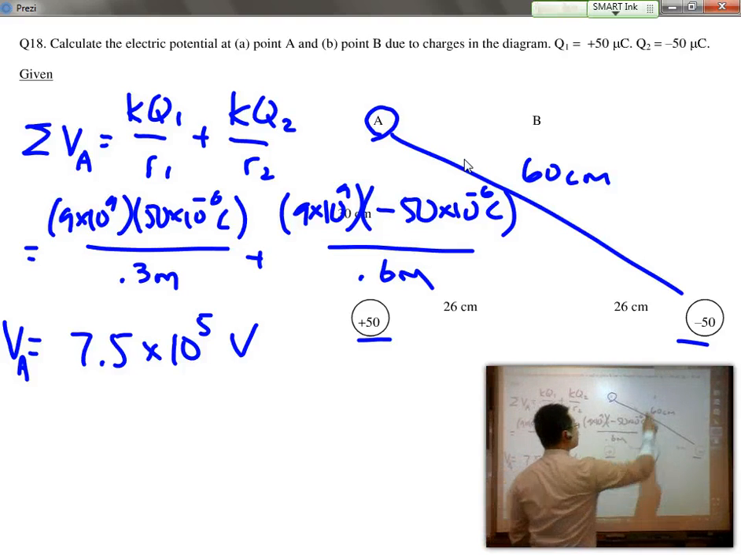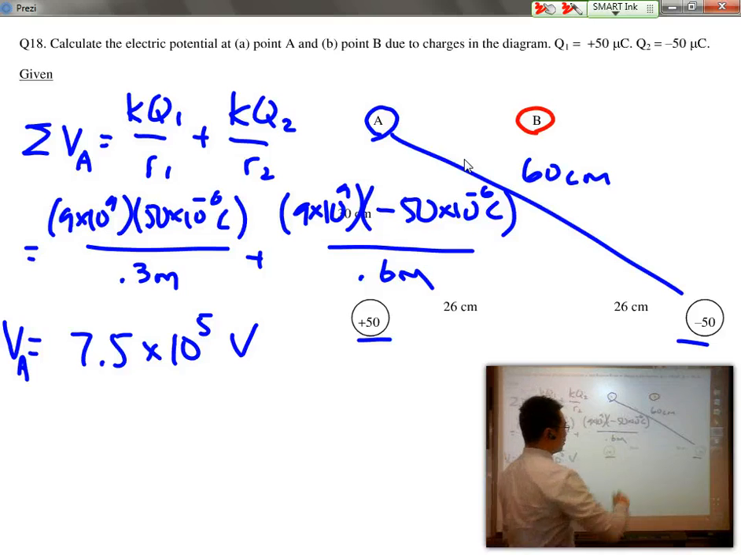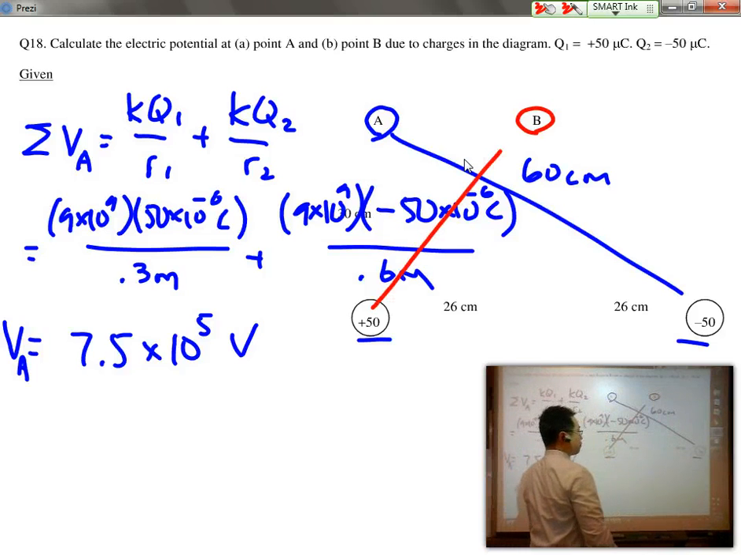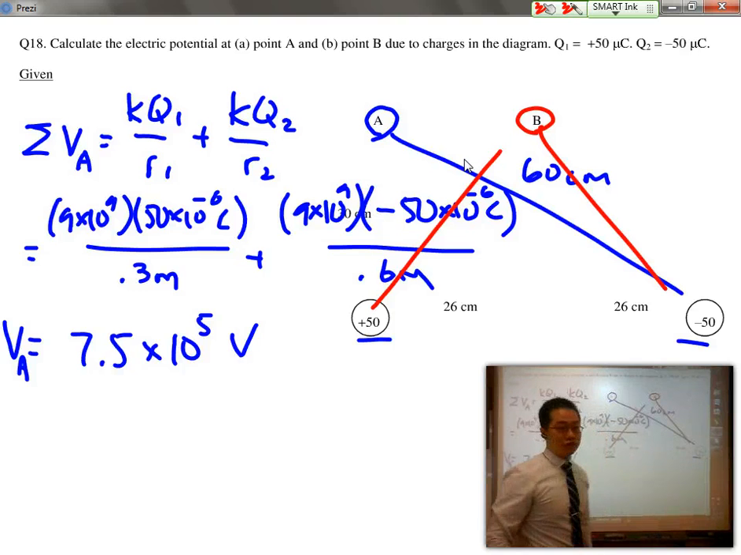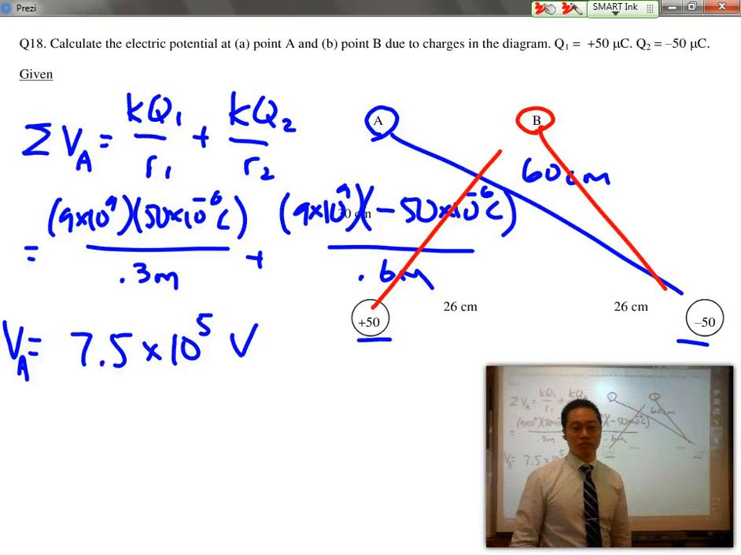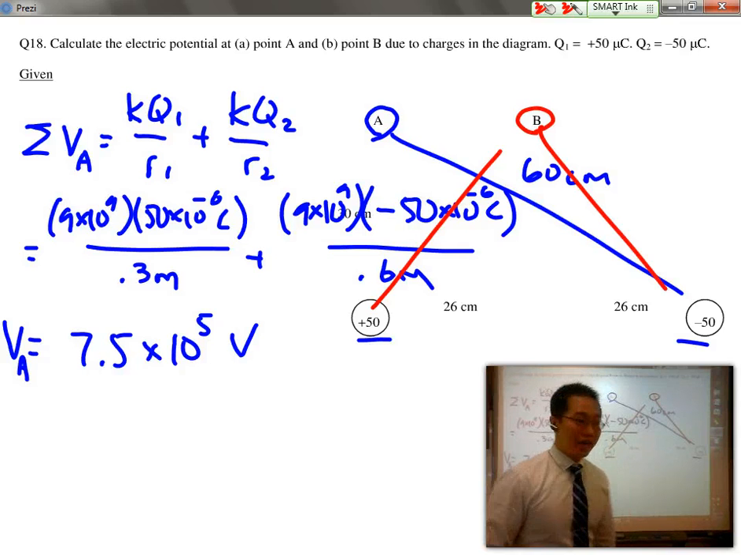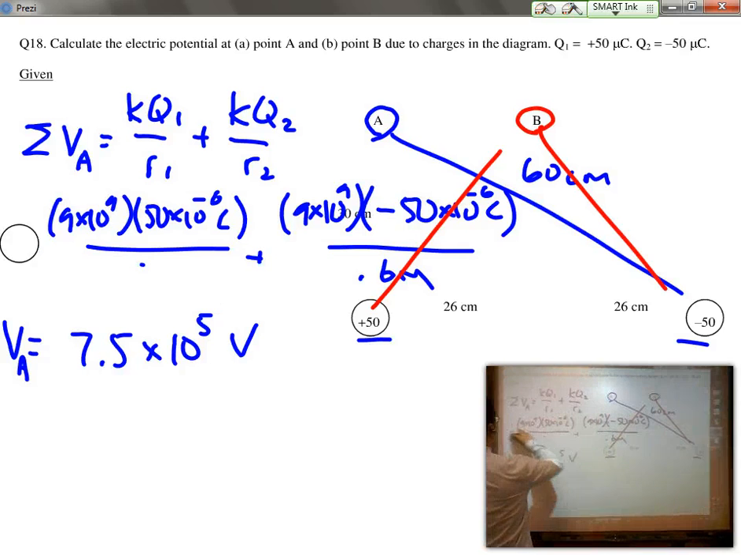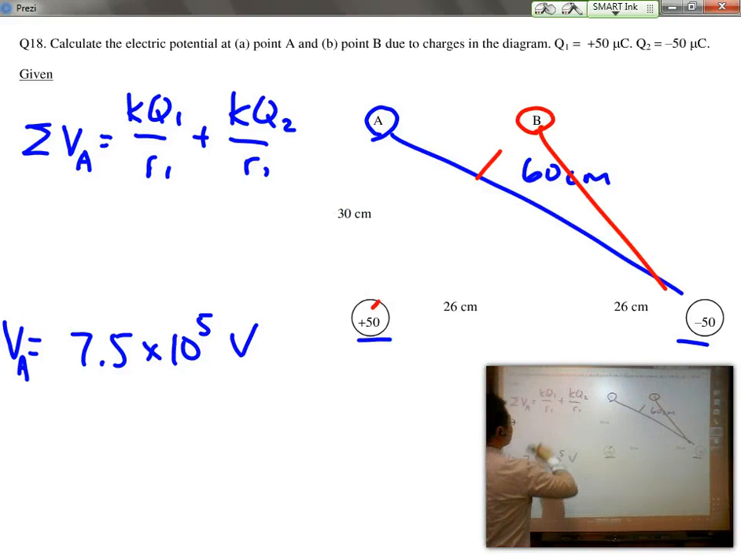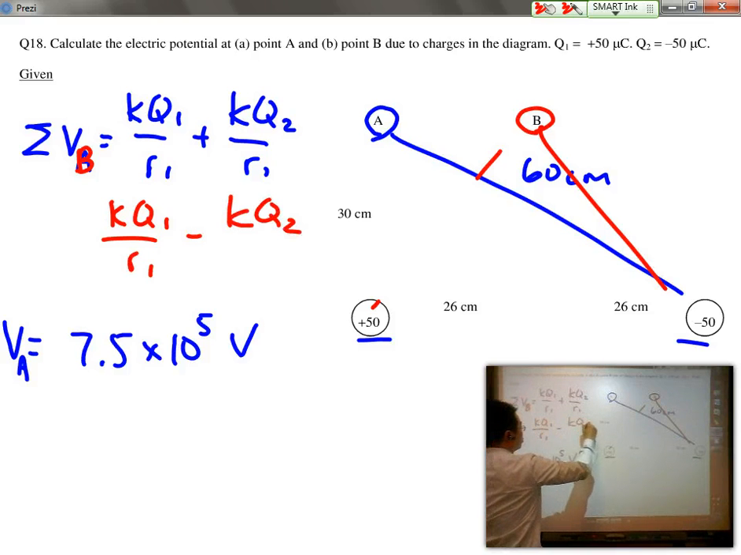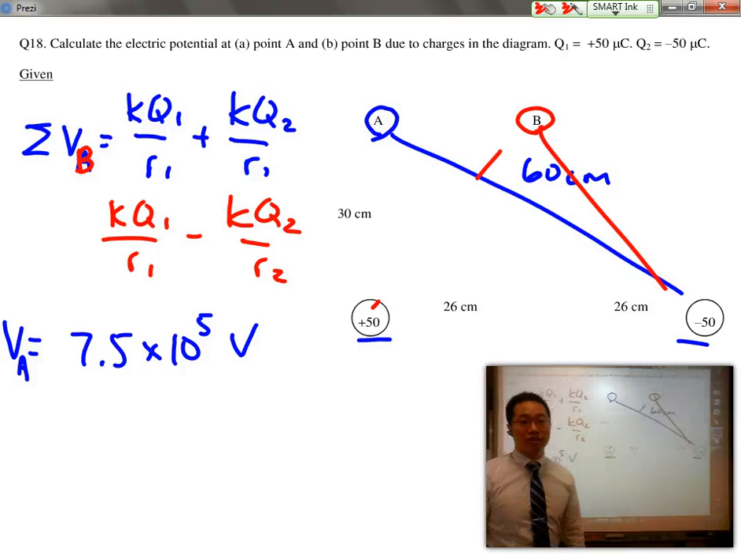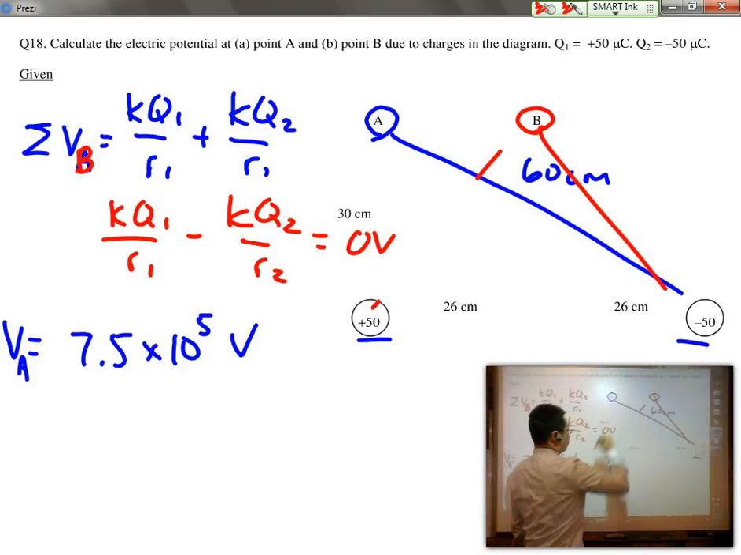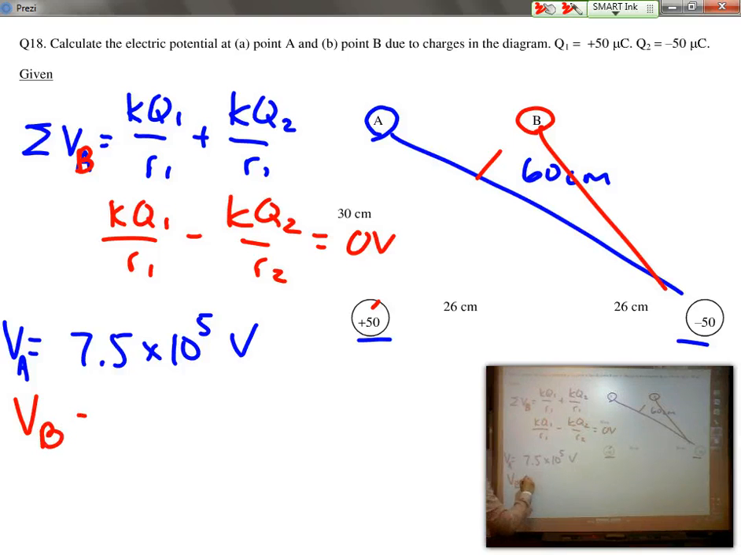B is a little bit easier. If you guys notice, the distance from the first charge to B is the same as the distance from the second charge to B. So if I work it out, I'll note that because these are equal, when we're doing it for B, KQ1 over R1 minus KQ2 over R2 are exactly the same, the Q is exactly the same, the R's are the same, they actually become 0 volts. So the total voltage at B is equal to 0 volts.